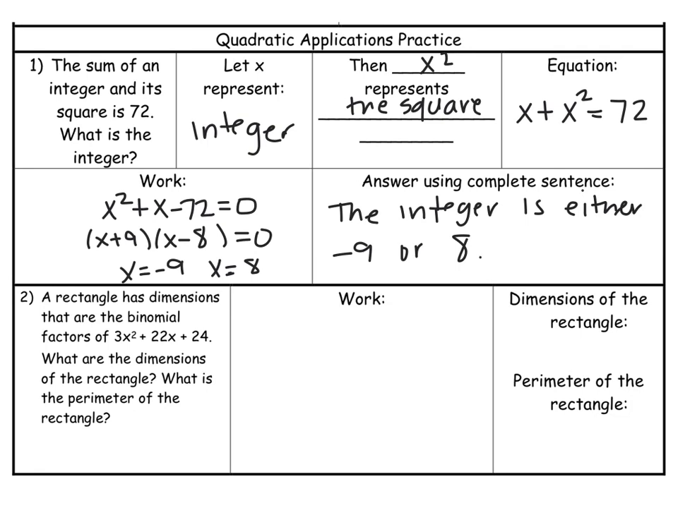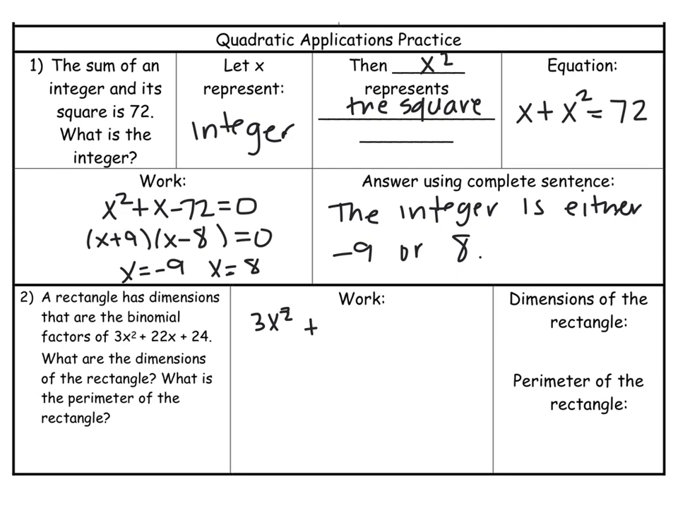So the next question says a rectangle has dimensions that are the binomial factors of 3x squared plus 22x plus 24. What are the dimensions of the rectangle and what is the perimeter of the rectangle? So we're looking for the dimensions, so that means we're looking for really the factors of this quadratic equation. So we're going to factor 3x squared plus 22x plus 24.